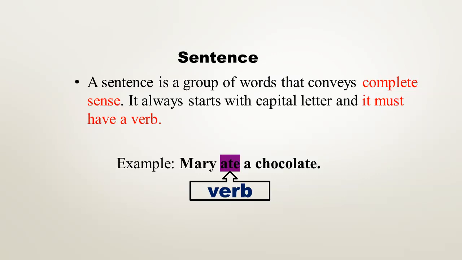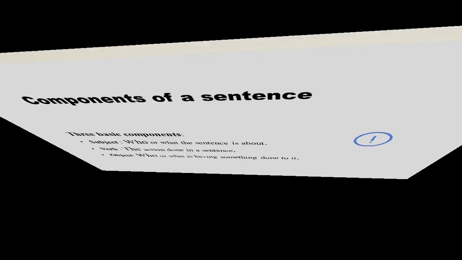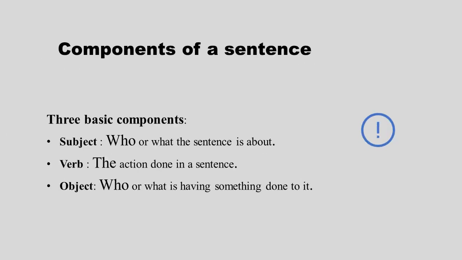Then we will talk about components of a sentence. There are three basic components of a sentence. First is subject, second verb, and third is object. We will discuss verb. That is the action word in a sentence. Verb is basically a word that shows the action in a sentence, that shows something is being carried out in a sentence. The other two, subject and object, we will discuss in detail.